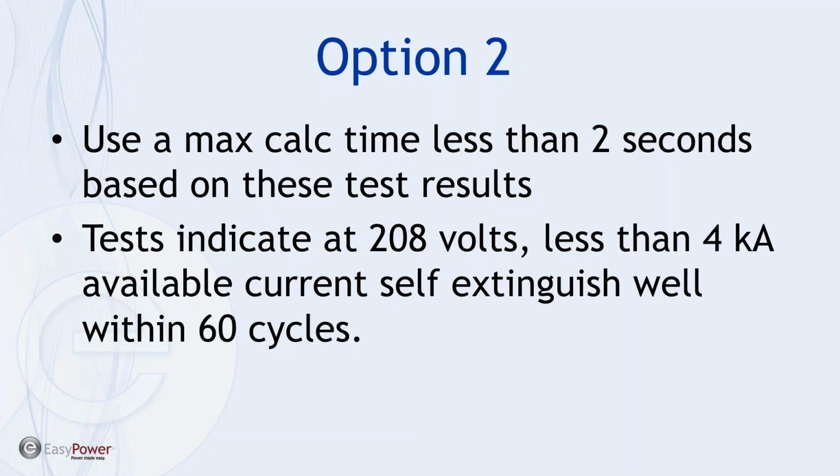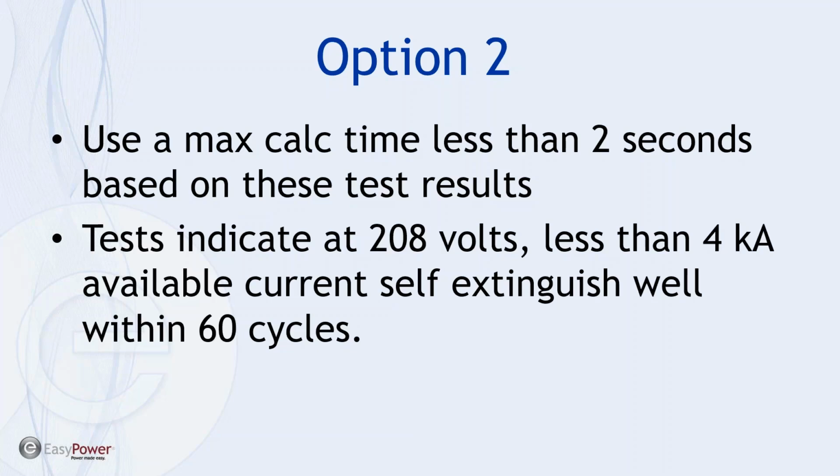Now, in some regards, one way to do that is, well, how do you know? And that is to pick out a worst case and bracket the systems we're talking about. So in this case, in the Lang-Jones testing, at 208 volts with less than 4,000 amps, virtually everything was extinguishing itself well within the 1 second maximum time limit.